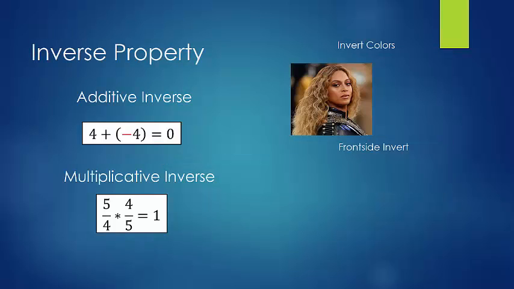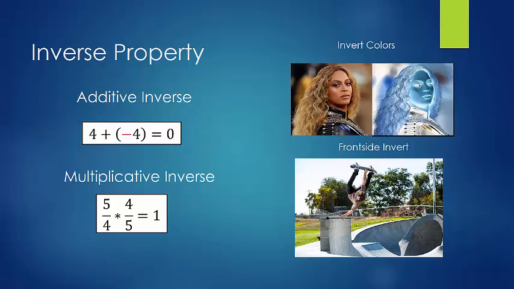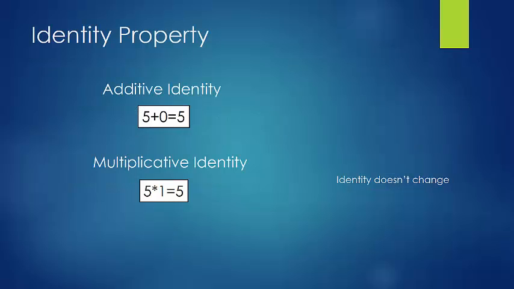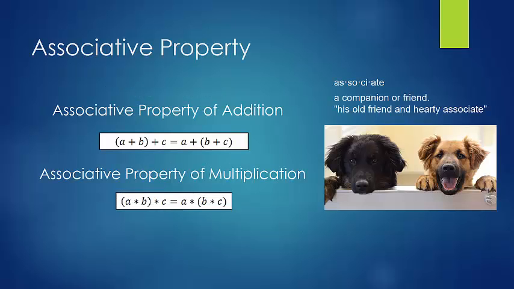Inverse property. Think of inverting colors. There's Beyonce inverted, or the front side invert, which is a skateboarding trick. So the inverse for addition is adding a negative, and the multiplicative inverse is multiplying by the reciprocal. Your identity doesn't change, like I said earlier, so you add 0 for additive identity and you multiply by 1 for the multiplicative identity.